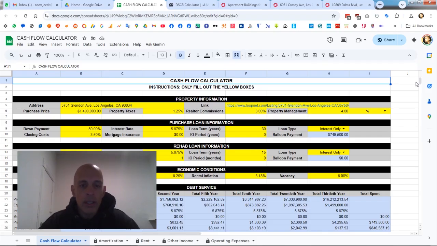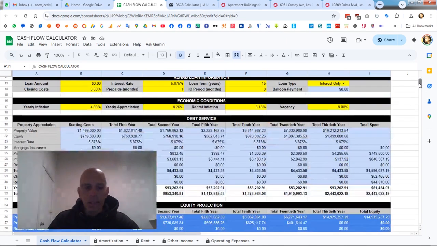And the reason it works is that I enter economic conditions such as, you can see down here, yearly inflation based on currency over the past 100 years, yearly appreciation of properties in a specific zip code or city or county based on the past 30 years, and rental inflation for that same area.